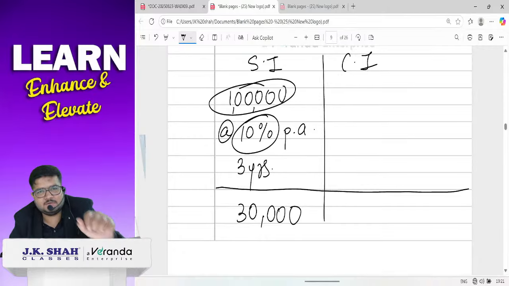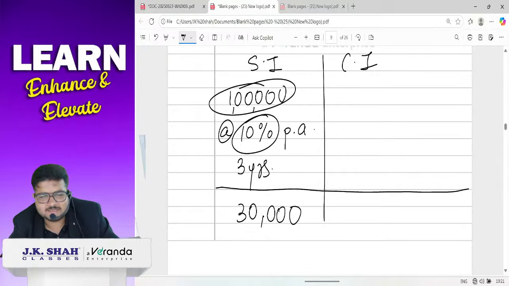This is very simple to calculate, right? In 4 years I will get 40,000. In 5 years I will get 50,000. So each year the interest remains the same, 10,000, 10,000, 10,000. There is no increment in interest, and that is called simple interest. But what about compound interest?